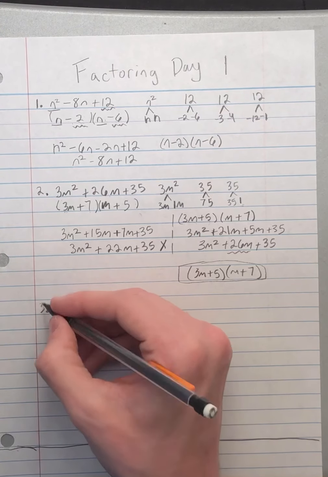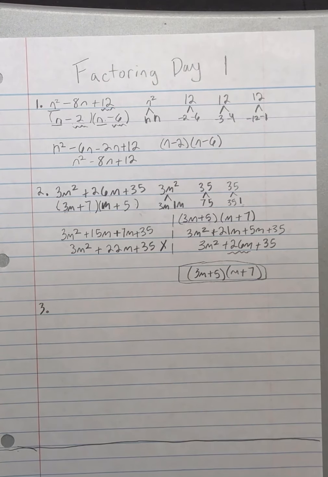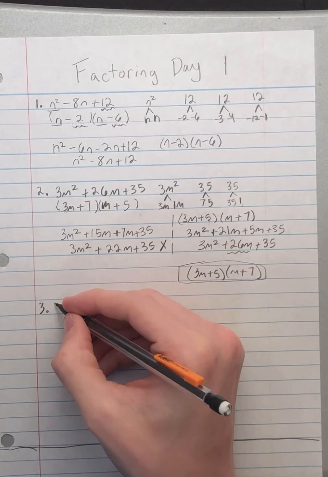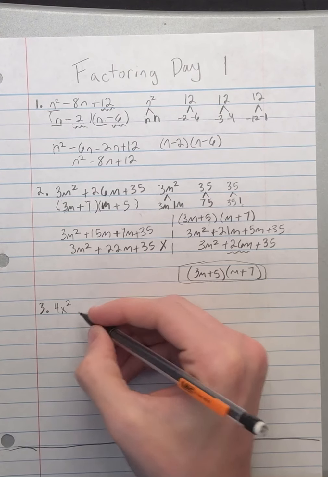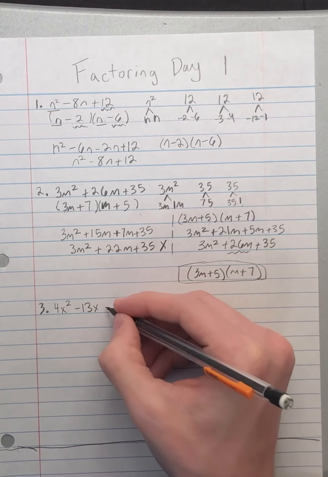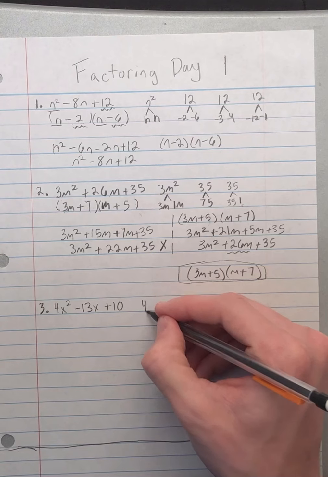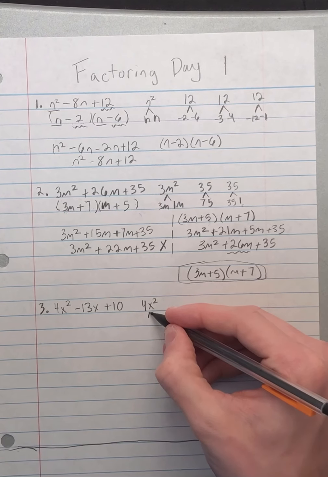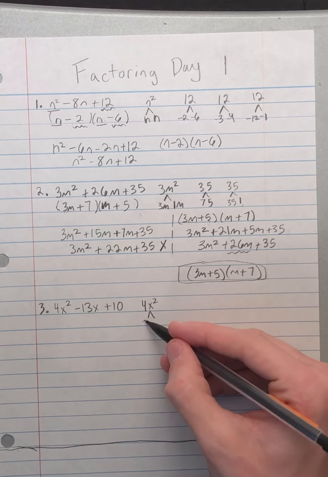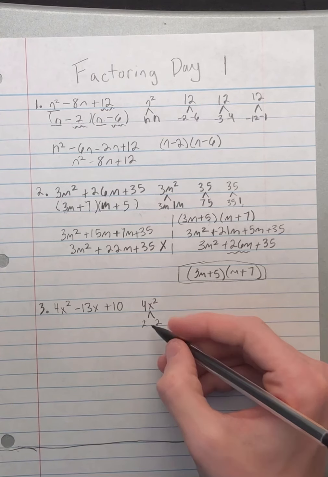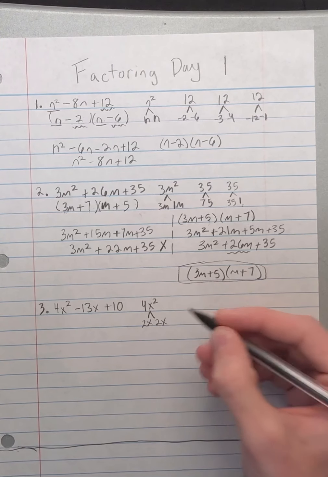So let's try one more problem before you start your homework. So for problem 3, I have got 4x squared minus 13x plus 10. So first we're going to think through what are some factors of 4x squared. Well, for 4x squared, I could have either, well, factors of 4, we usually think of 2 and 2. And factors of x would be x and x. Hey, look, I got the same thing.